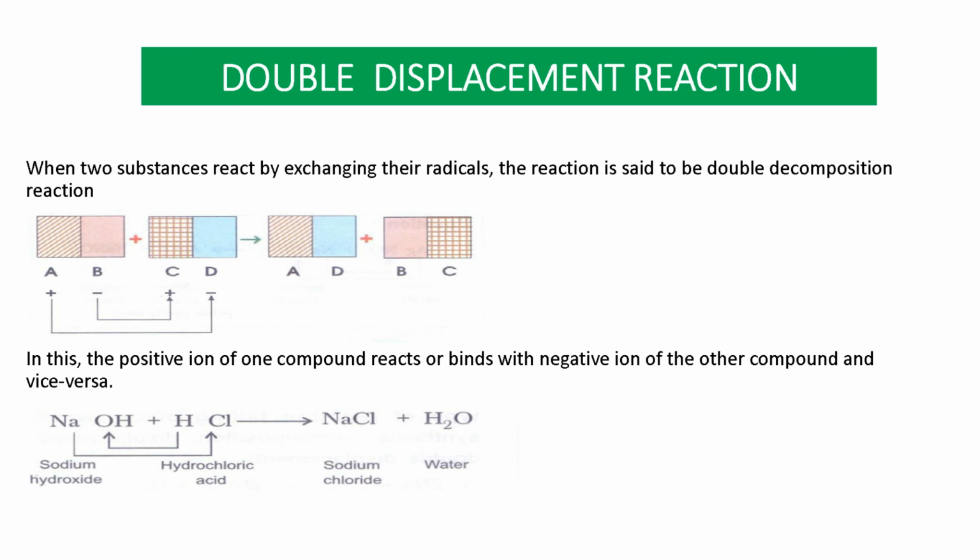You can also understand it with the help of another example, like sodium hydroxide. We know sodium is a positive radical, hydroxide ion is a negative radical, and HCl, hydrochloric acid, hydrogen is positive, chlorine is negative. So what will form? Sodium chloride, meaning positive goes with negative, and H2O. So you can see there is an exchange of radicals. The positive radical goes to the negative and the negative goes to the positive. So there is only an exchange of radicals. So this is the double displacement reaction.